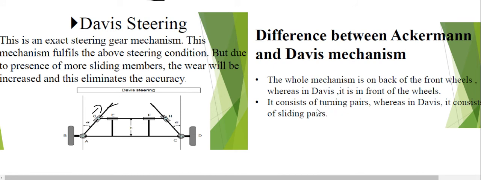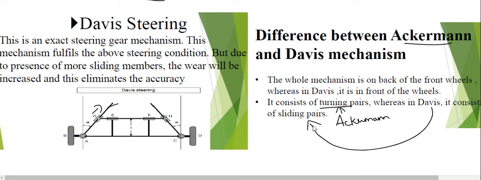So the main difference you can see for your GATE exams and any of your competition exams, the main difference between the two steering mechanisms, Ackermann and Davis, is that Ackermann consists of turning pairs, whereas Davis consists of sliding pairs. That is the main difference. So wear and tear is more for Davis, that reduces its accuracy over the course of time.